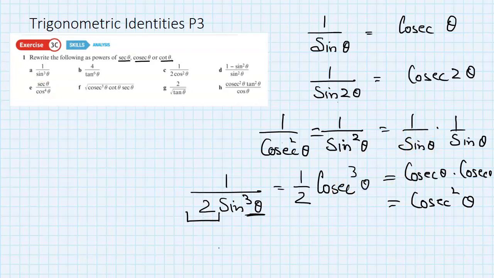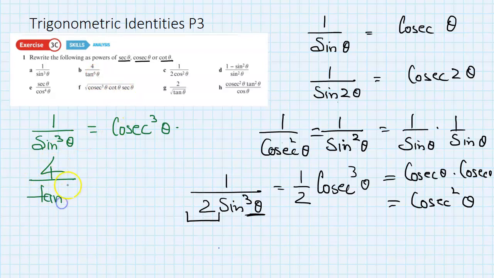Now let's solve this. 1 over sine cube theta. This is inside, so very easily we can say this is 1 over cosec theta. Then 4 over tan 6 theta, that is 4 over tan to the power 6 theta. The 4 will remain as it is. This is one word, so tan will become cot to the power 6 theta.